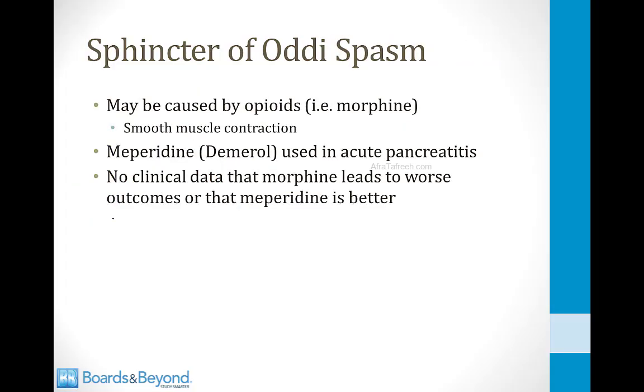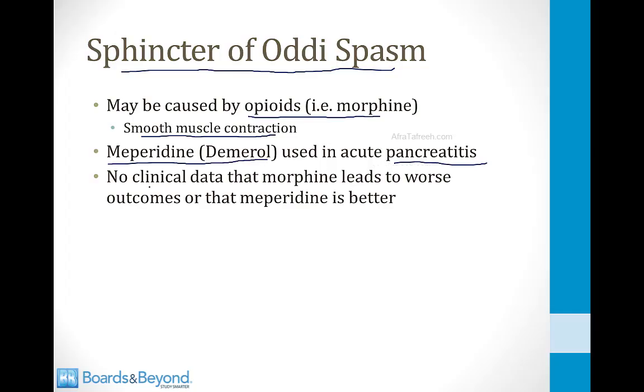When you do surgical rotations, you should be aware of a phenomenon called sphincter of Oddi spasm. There are some very old and relatively weak data that suggest that opioids like morphine can cause smooth muscle contraction and potentially spasm the sphincter of Oddi. For this reason, when you do surgical rotations and patients have pancreatitis, the drug of choice is meperidine, which is Demerol, because it is not believed to cause sphincter of Oddi spasm.